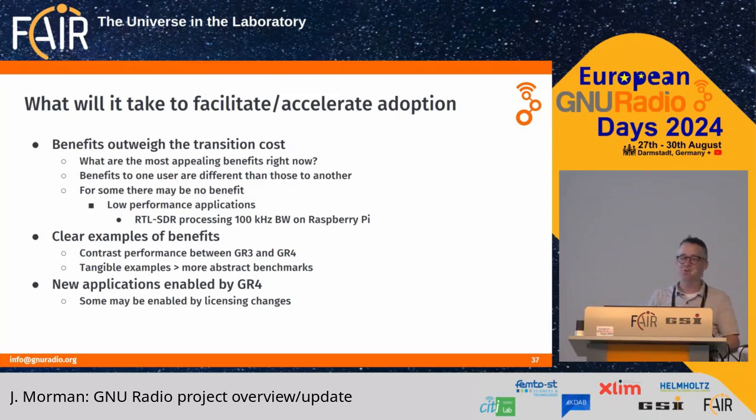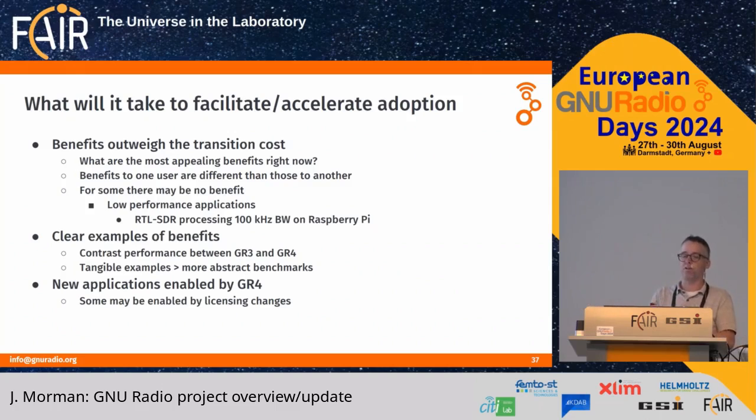So the question: what will it take to facilitate and accelerate adoption? The obvious statement is that the benefits must outweigh the transition cost. There's going to be a transition cost going from a completely rewritten framework, from something that you're used to using and have built your infrastructure around. So right now, what are the most appealing benefits that 4.0 can offer? It varies from person to person. For some, if you're running an RTL-SDR on a Raspberry Pi, it's not performance critical. GNU Radio 3 might do the job. But we have to consider those people in this.